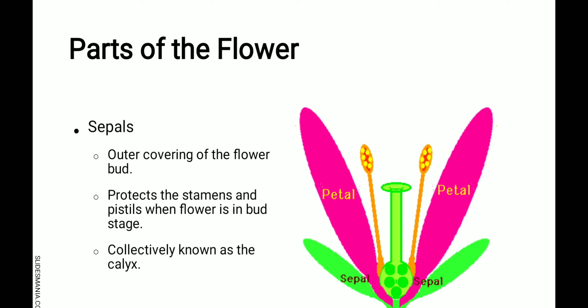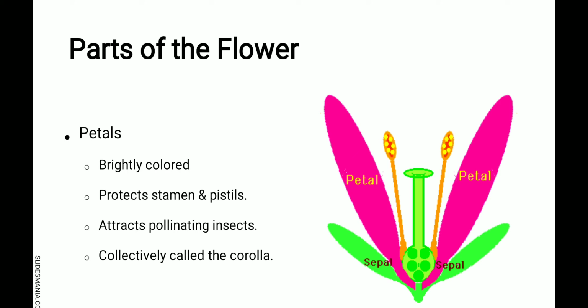So it protects the stamen and the pistils when the flower is in bud stage. Next, collectively known as calyx. So sepals are collectively known as calyx. Next, we have petals. Okay? So petals are brightly colored. It protects the stamen and the pistils and it attracts pollinating insects, collectively known as the corolla.